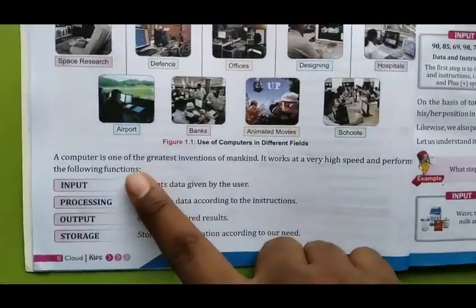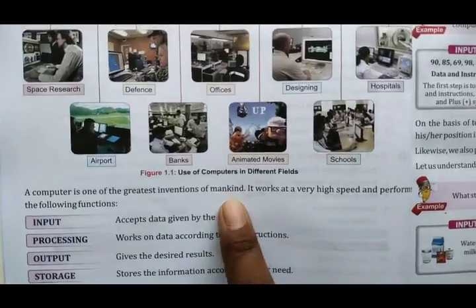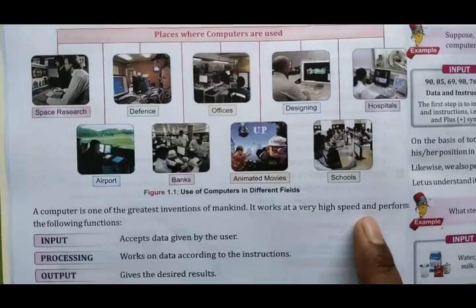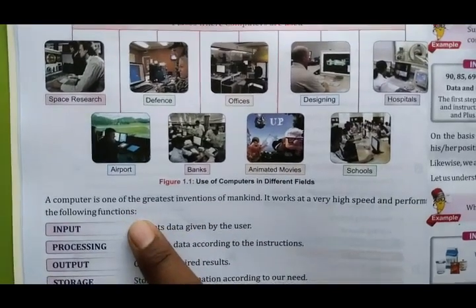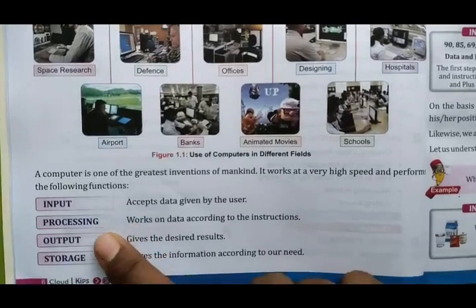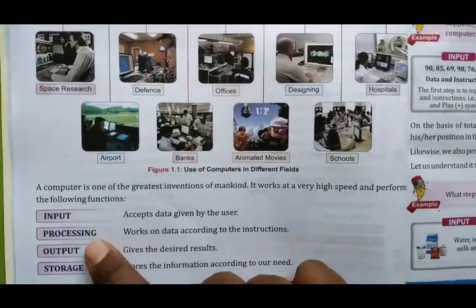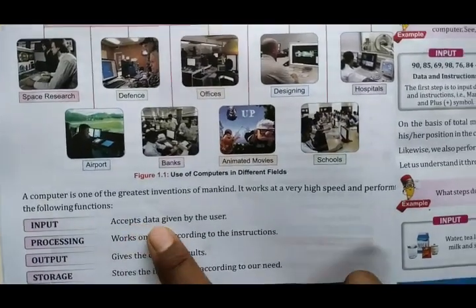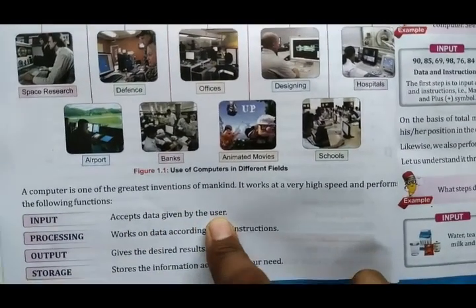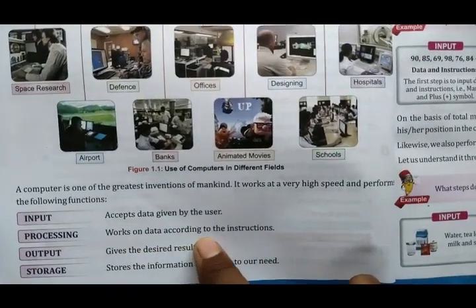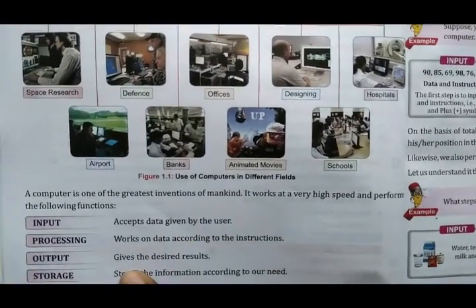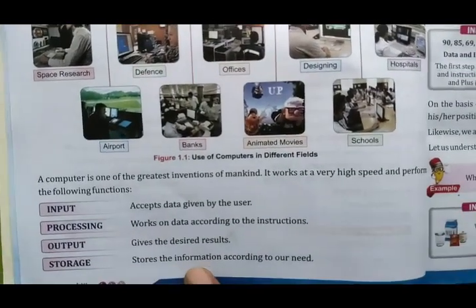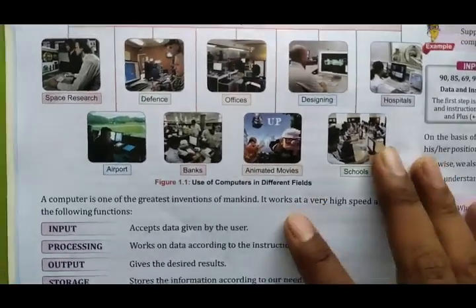Next, a computer is one of the greatest inventions of mankind. Yes or no? It works at a very high speed and performs the following functions: input, process, output and storage. Input accepts data given by the users. Processing works on the data according to the instructions. Output gives the desired results. Then storage stores the information according to your needs.